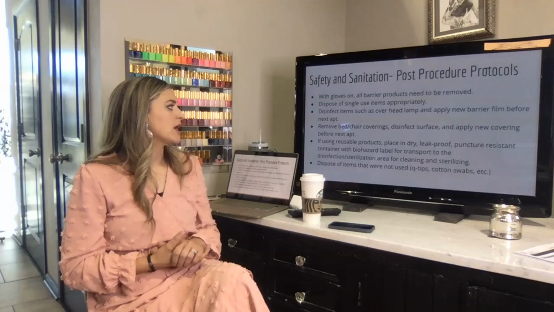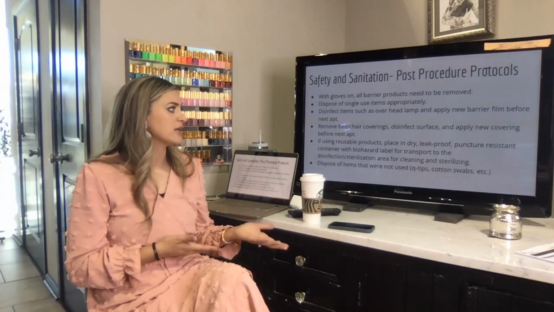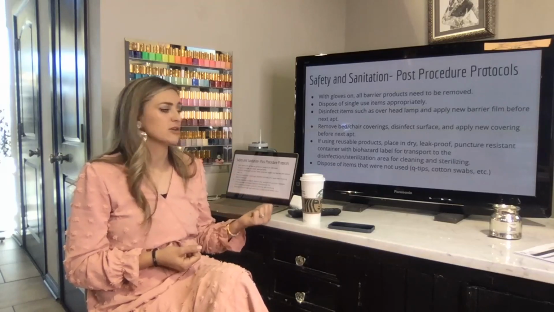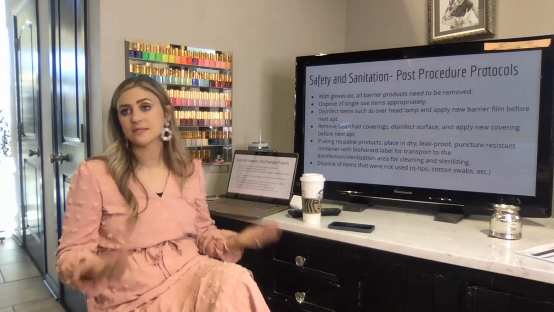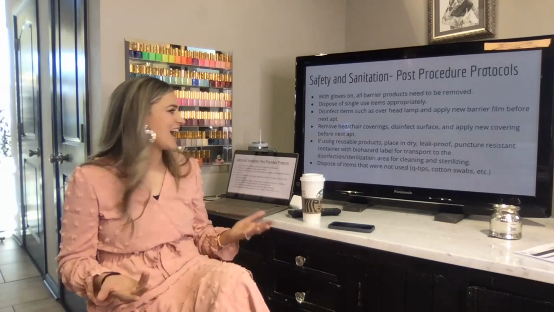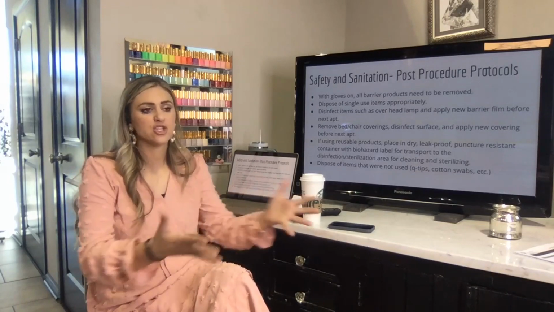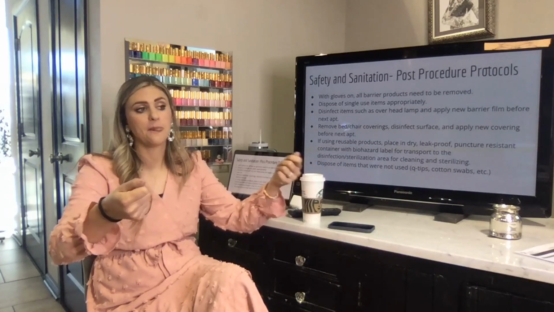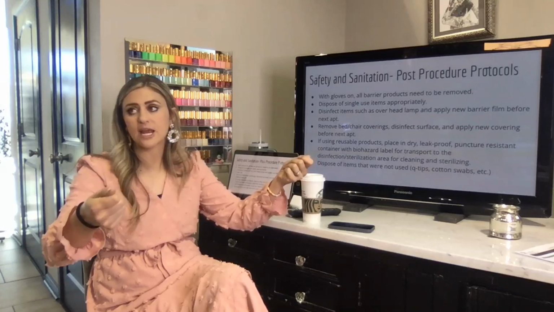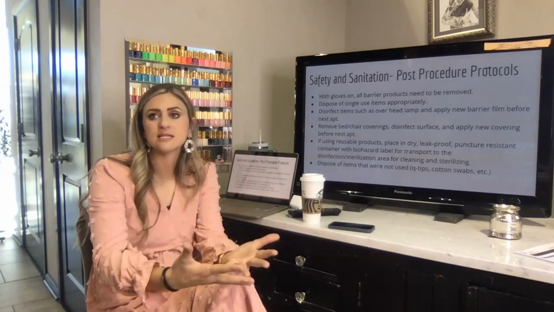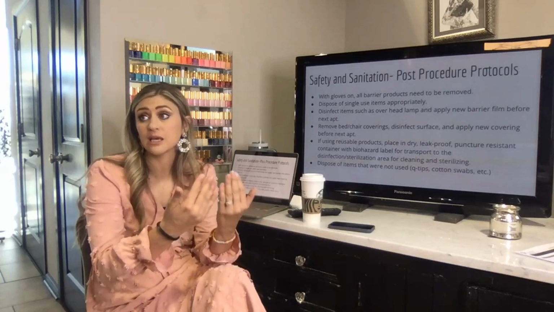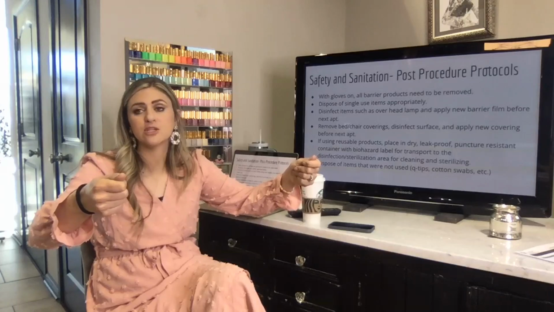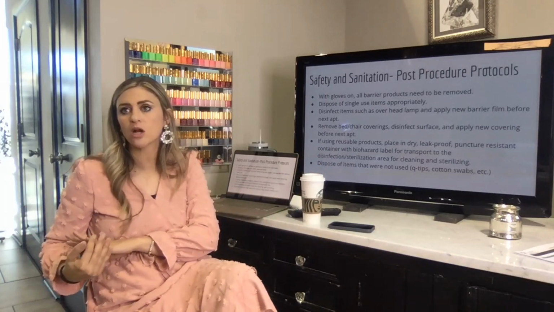If using reusable products, place your products in dry, leak-proof, puncture-resistant containers with a biohazard label for transport to the disinfecting sterilization area. So for example, if you happen to ever use a coil machine, you would have essentially a tub or a container that is a biohazard container. Typically it can just be like a good Tupperware container, and you would put all of your items into that container until you can properly clean them and disinfect them. So they can stay locked up in that little bin until you get them to a place to rinse them with soap and water and your disinfectant.